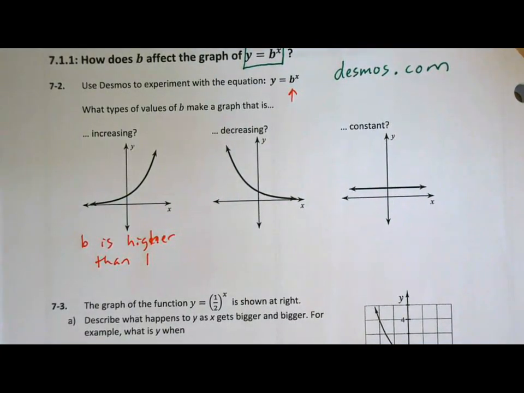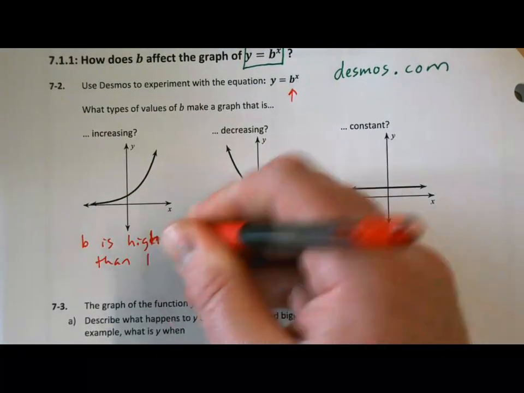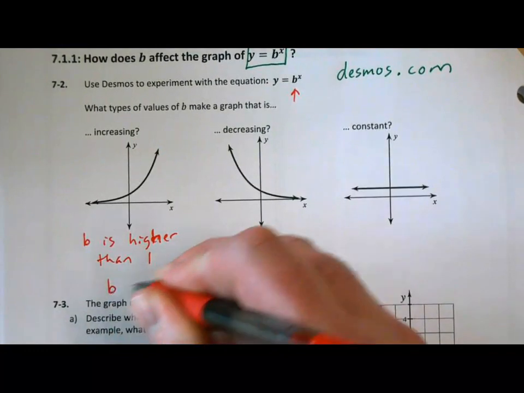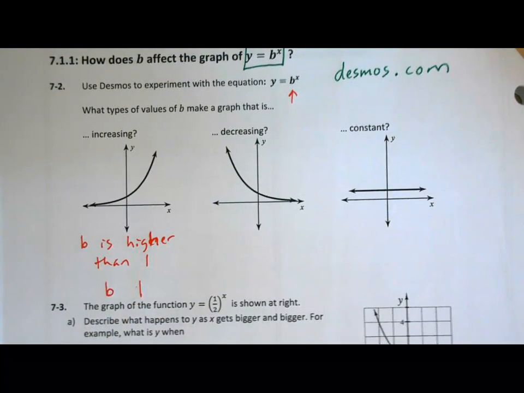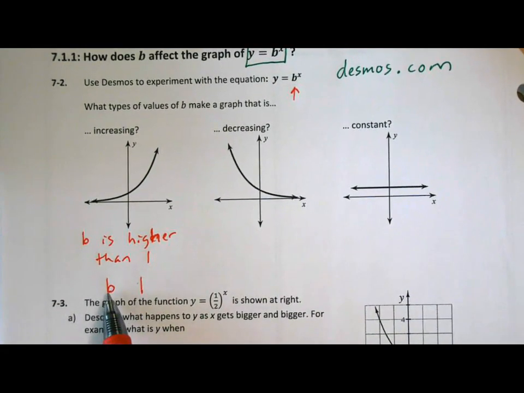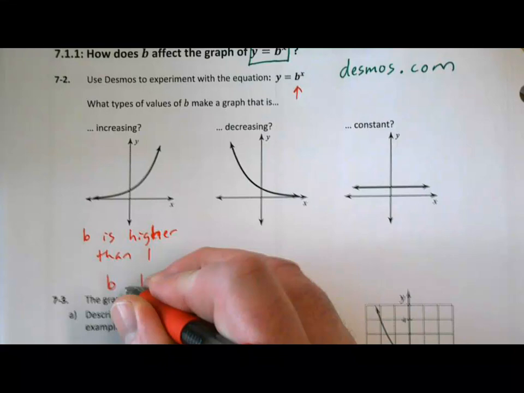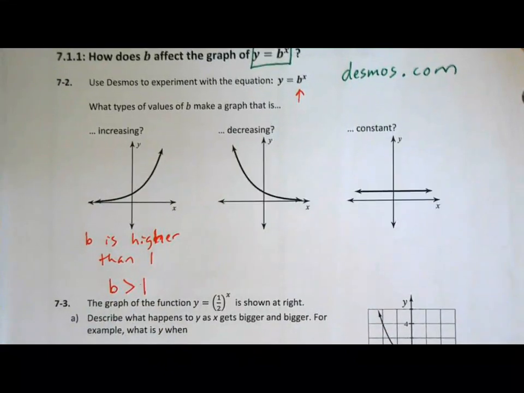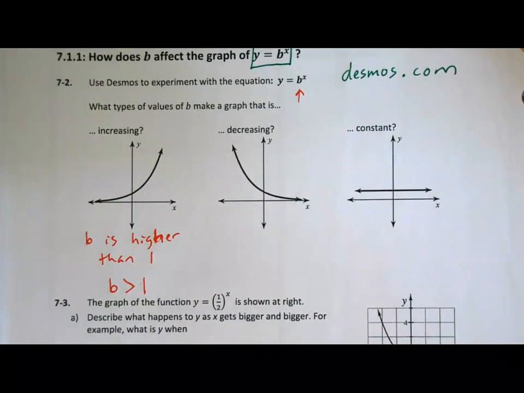Do you guys remember how to do inequalities? Did you learn about the alligator back in middle school? The alligator always eats the bigger number. So if we want b to be bigger than 1, is the alligator going to be eating the b or the 1? We want the alligator eating the b. So that's how we would write that if we didn't want to write out all those words.